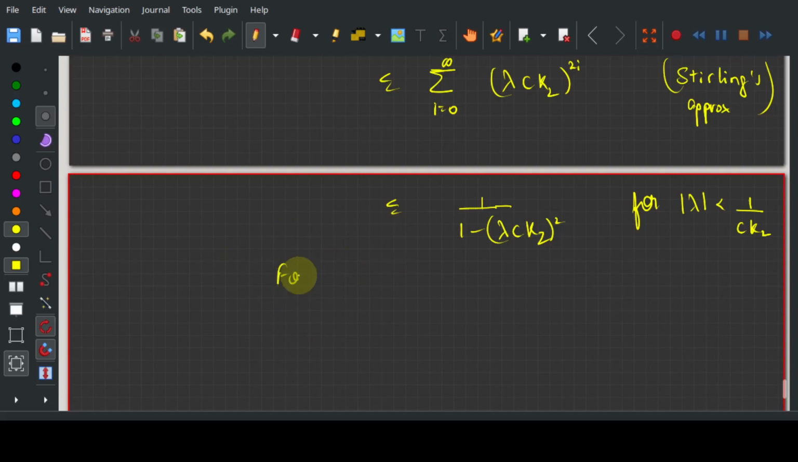So it turns out that for small enough x, 1 by 1 minus x is less than or equal to e to the 2x. I want an exponential bound, and for sufficiently small x, this is less than or equal to e to the 2x.